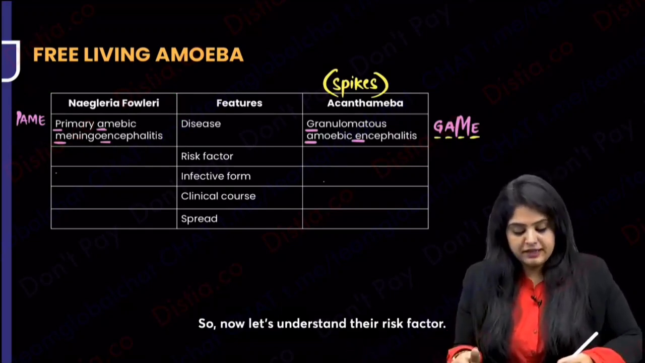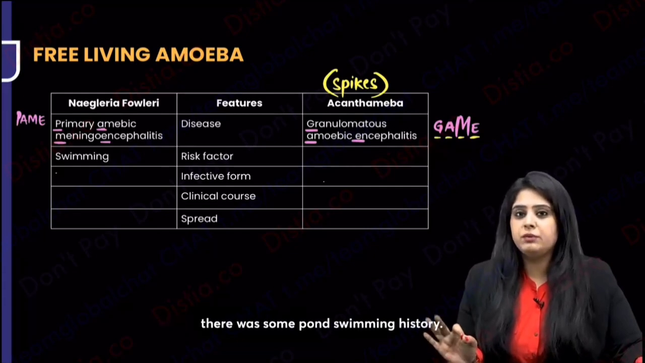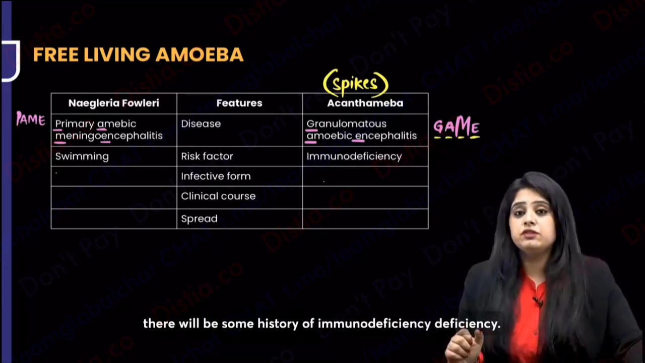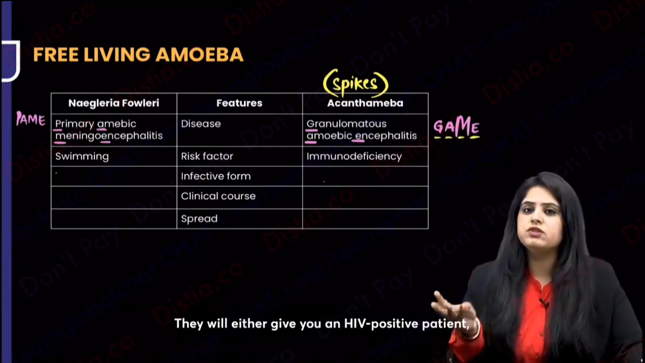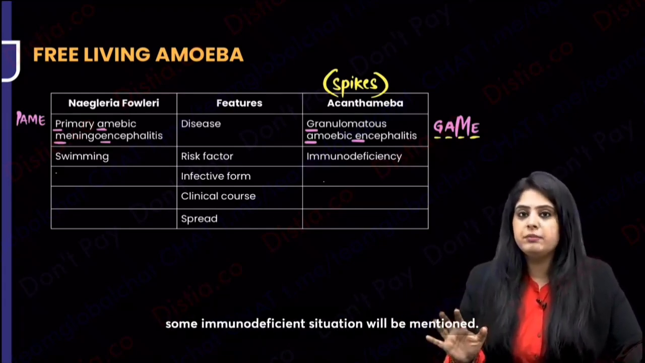So now let's understand their risk factors. Did I tell you Naegleria fowleri was by swimming? There was some pond swimming history. You know how acanthamoeba occurs? There will be some history of immunodeficiency. They will either give you an HIV positive patient, an organ transplantation patient, some immunodeficient situation will be mentioned.